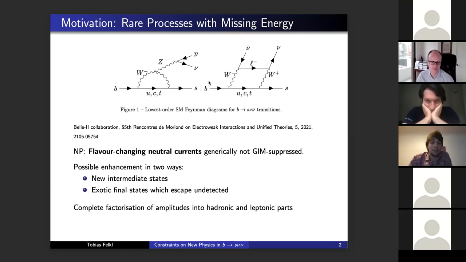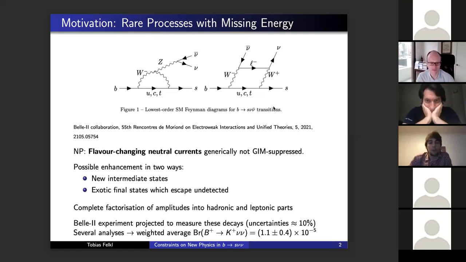Another advantage is that since neutrinos are electrically neutral, the amplitudes of these processes completely factorize into a hadronic and leptonic part, and therefore they are under very good theoretical control. From an experimental point of view, in most cases, the related observables have not been measured yet. They are only upper bounds, but the Belle II experiment is projected to measure them with an uncertainty of only about 10% or so, with the full integrated luminosity.